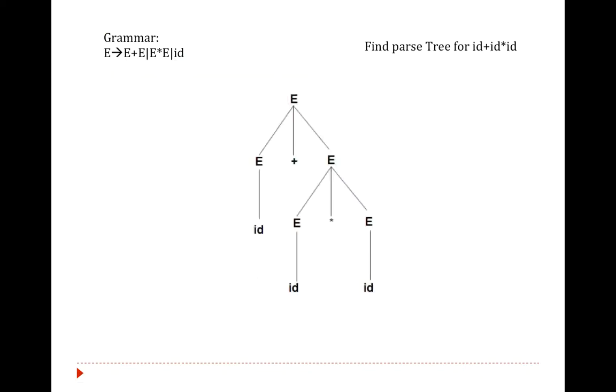Just to revise parse tree, this is a parse tree for this given grammar for the given string, which is id plus id multiplied by id plus id multiplied by id. This is the parse tree. This is some node and the non-terminal at this node is E. These are the terminal nodes in this.